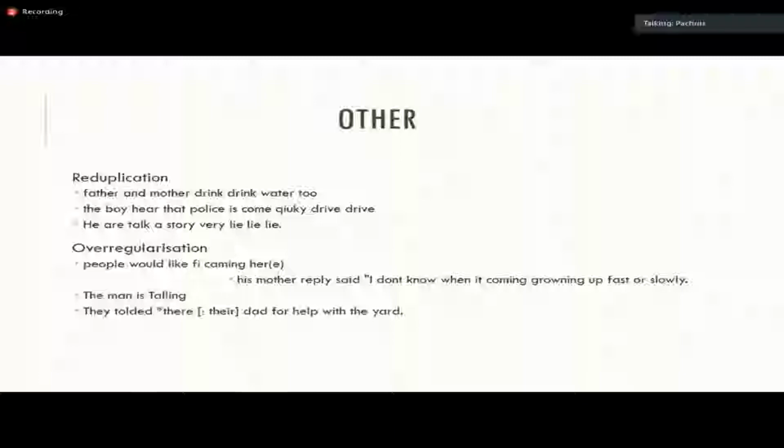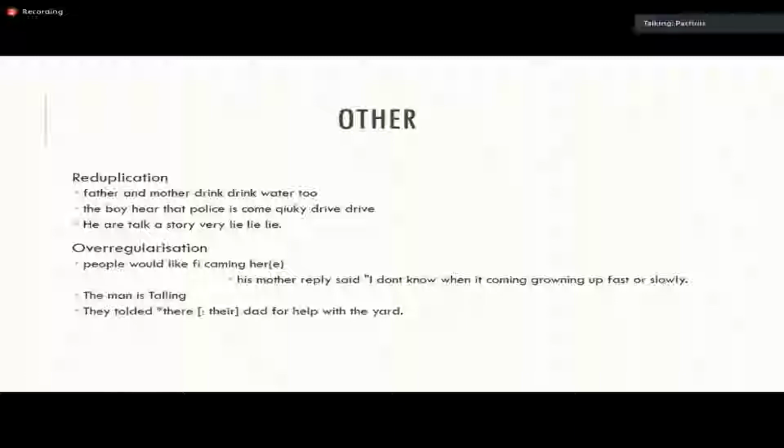These were some examples that I took from it. In the case of reduplication, I looked at influence from sign language. But the reduplication here is what is called non-compound reduplication, where in the case of "he, I, talk, a story, very lie, lie," the child was really just adding intensity to, say, the extremity of the event. And in the case of "father and mother drink water" and "quickly drive," that was more to produce a progressive rather than to augment or intensify the act itself.